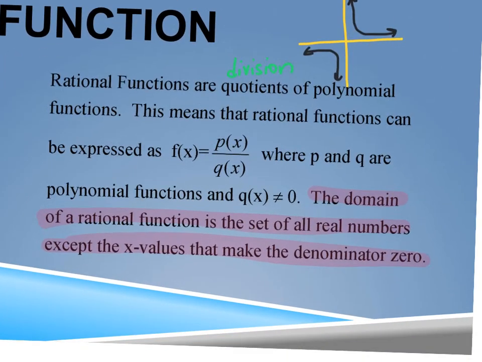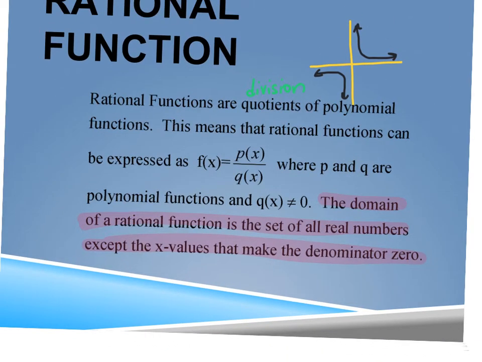We're good to go. The domain of the rational function is the set of all real numbers except x values that make the denominator what? 0. So again, where do we look? Where do we focus on? What do we have to look at to find out what our domain is? Where do I look? In the denominator. Okay? So let's talk for a minute.